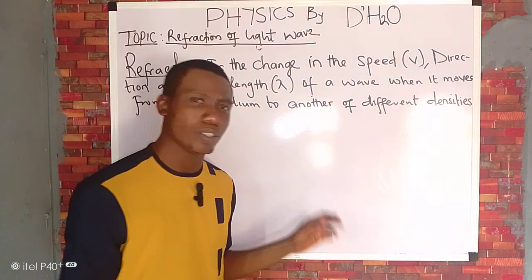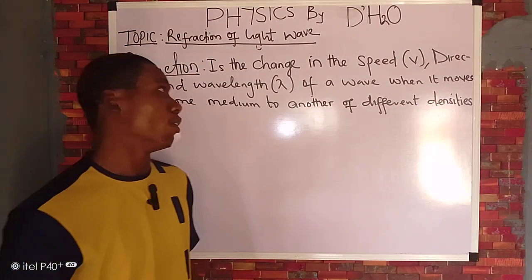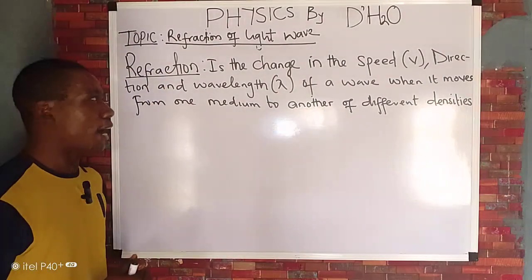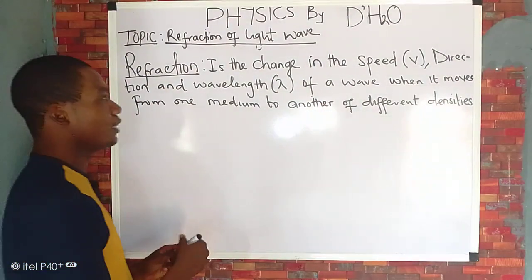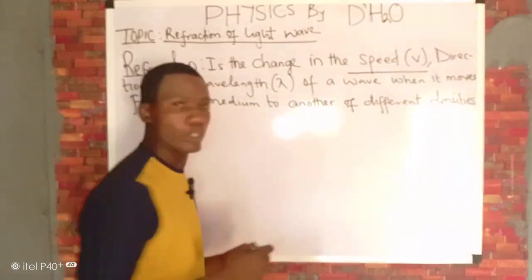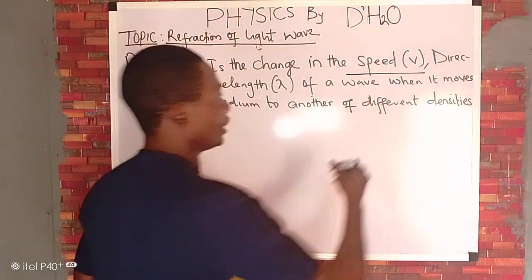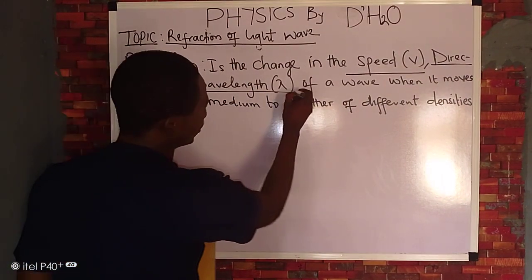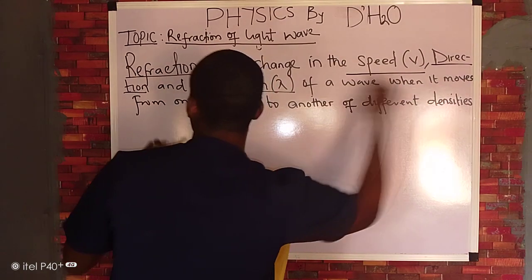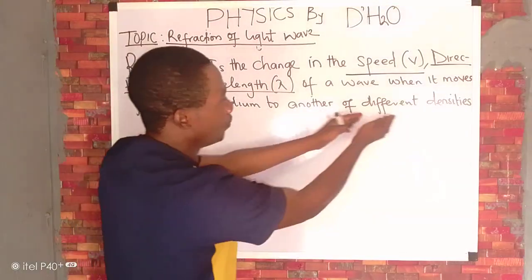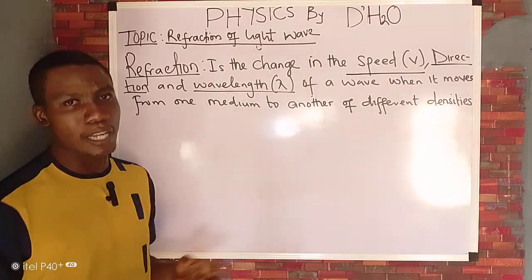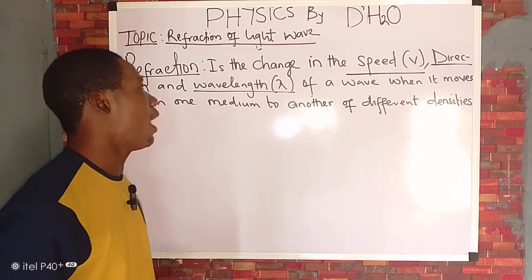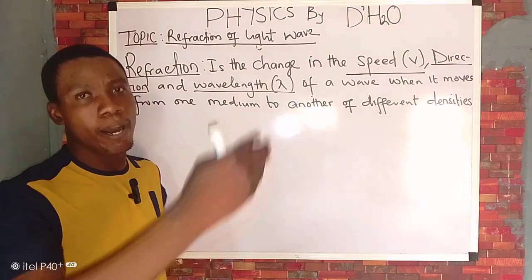Now, we have different properties of wave. We have reflection, we have diffraction, we have polarization. But today we are going to be considering refraction of light wave. And refraction, like I said earlier, is the change in the speed, the change in direction and the change in the wavelength of a wave when it moves from one medium to another of different densities. I want you to take note of this important term. So this simply means that if your wave moves from one medium to another, as long as the mediums do not have the same densities, refraction is bound to occur.